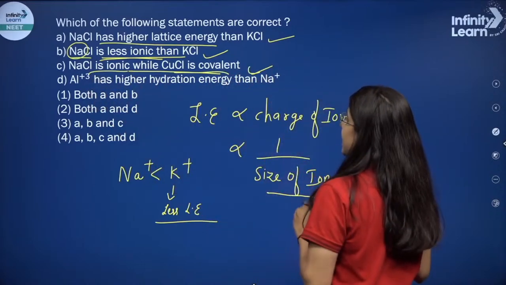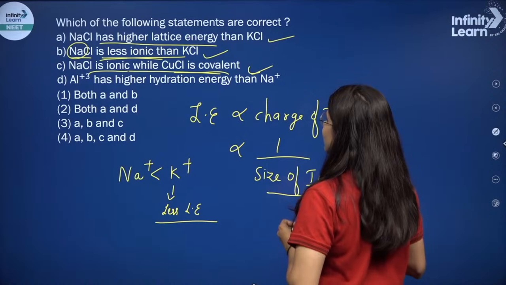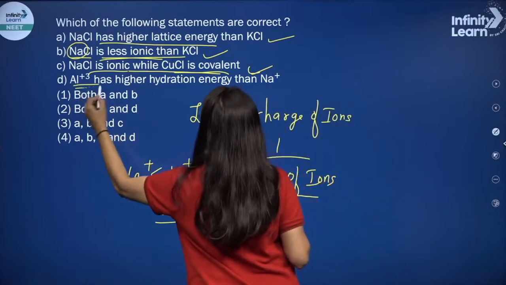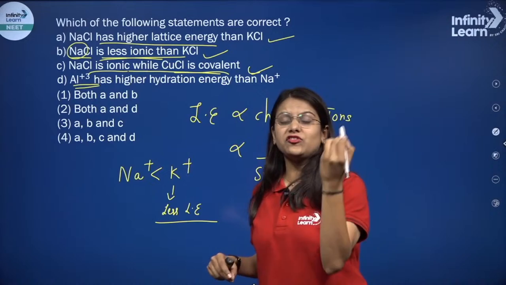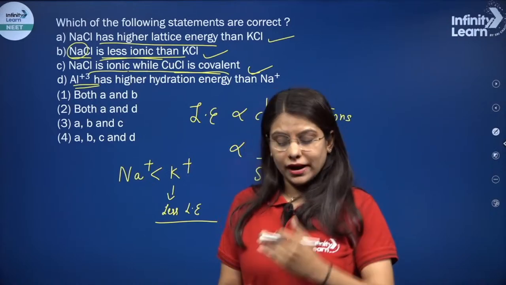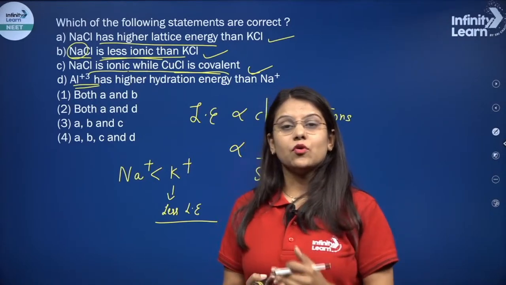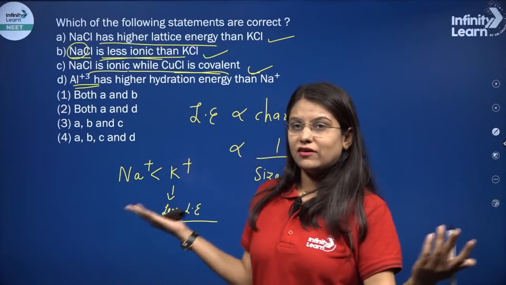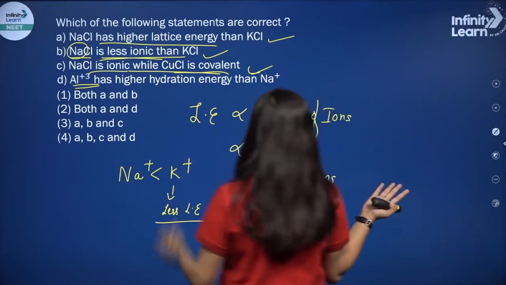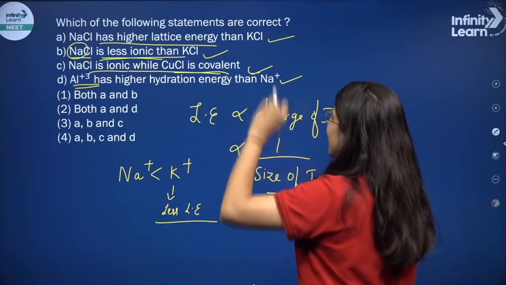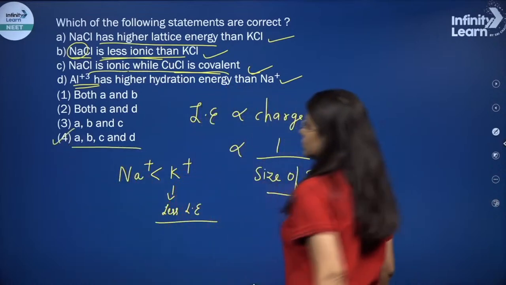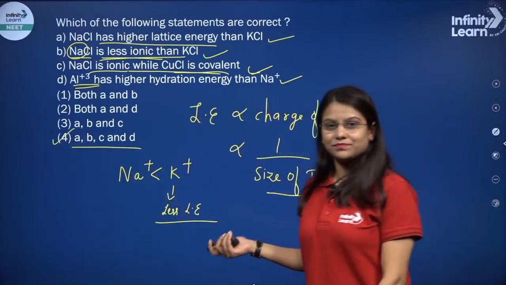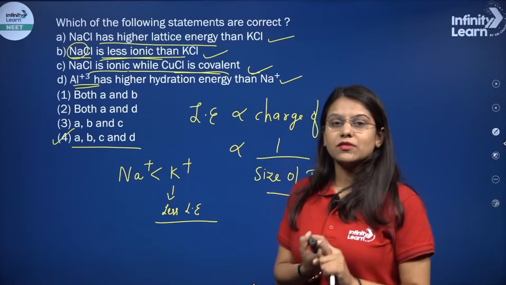Third, AlCl3 has higher hydration energy. अगर हमारा charge ज़्यादा होता है, hydration energy भी is directly proportional to the charge of ions. और अगर charge ज़्यादा होगा, so hydration will be more, hydration energy will be more. So this is also correct. So all ABCD are correct. So what is my answer? Option number 4th. Clear?